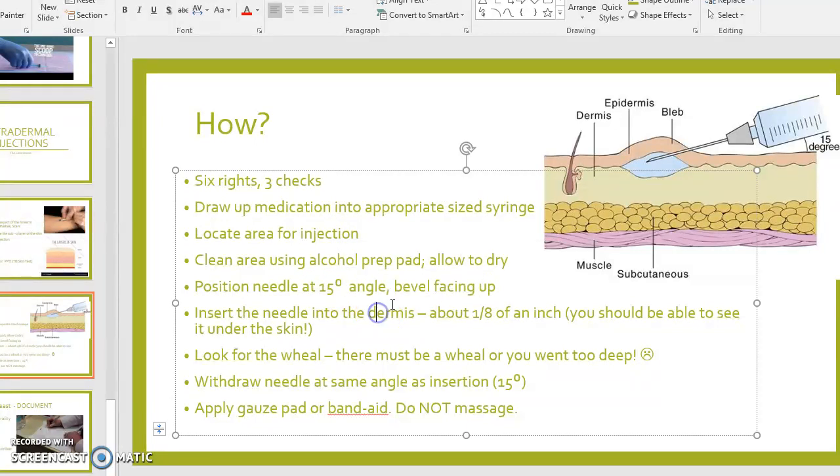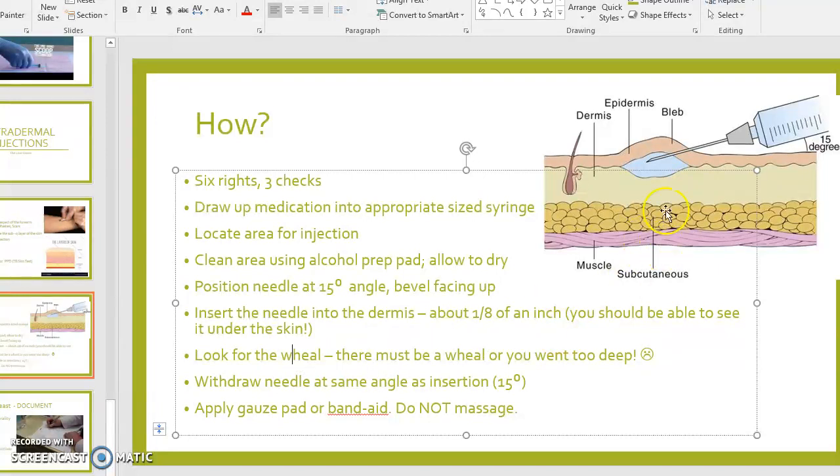What does our needle position need to be? It's 15 degrees, bevel facing up. You gently insert the needle into the dermis, about 1/8 of an inch, and you should be able to see the needle under the skin. And you'll look for a wheal or the bleb as you start the injection.